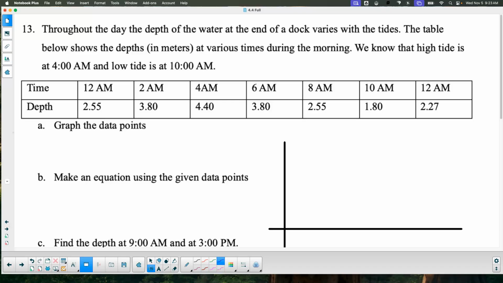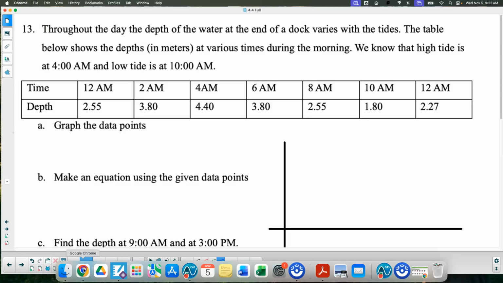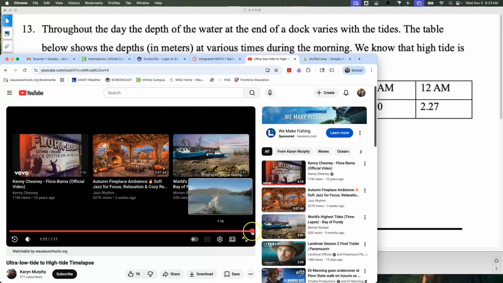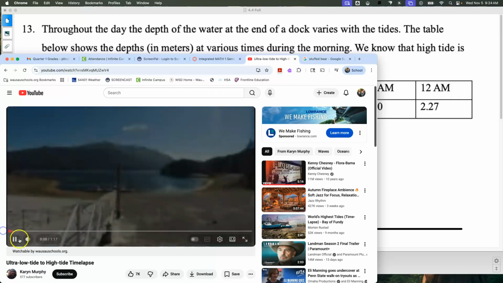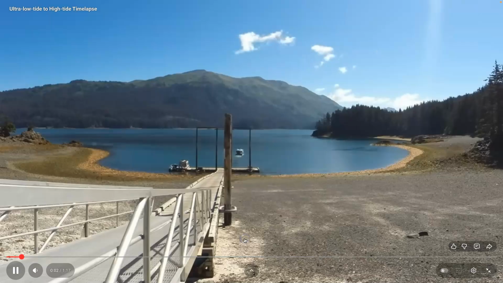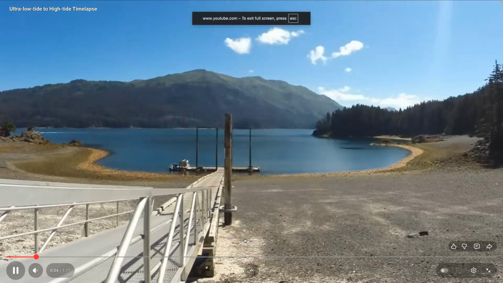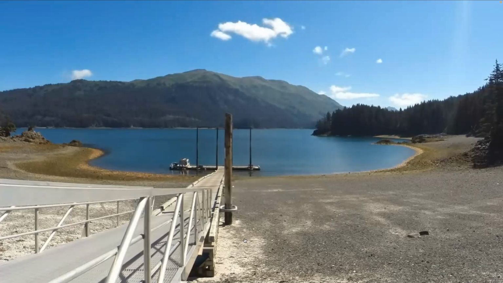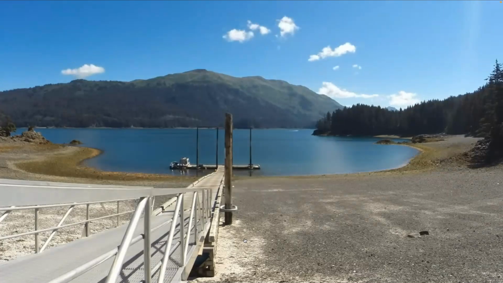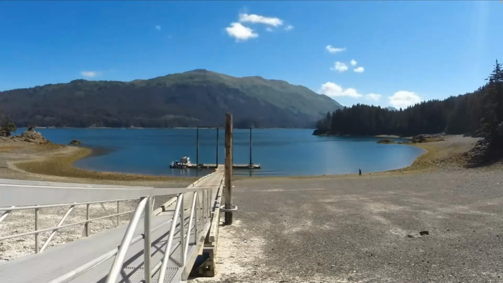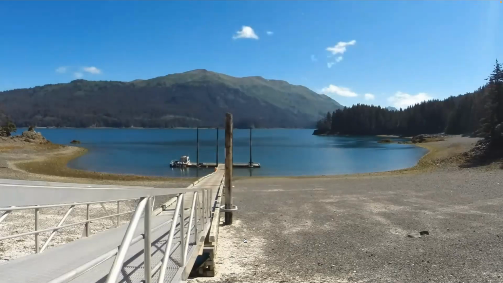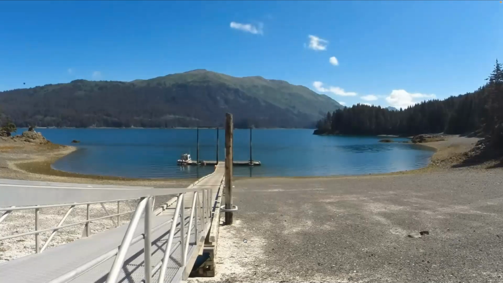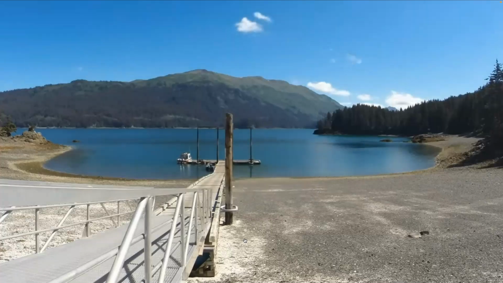Let's talk extreme tides. So this is up in Alaska. Notice where the water level is right now. Okay? And as the tide comes in, that water gets higher and higher and higher. And then as the tide goes out, it would get lower and lower and lower again. This is a time lapse of a dock up in Alaska.